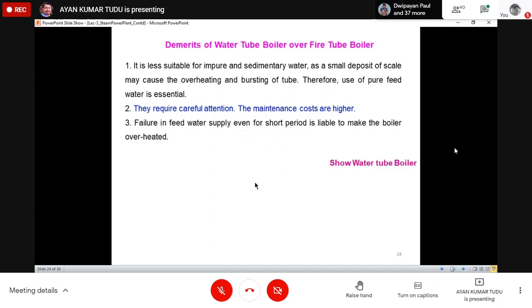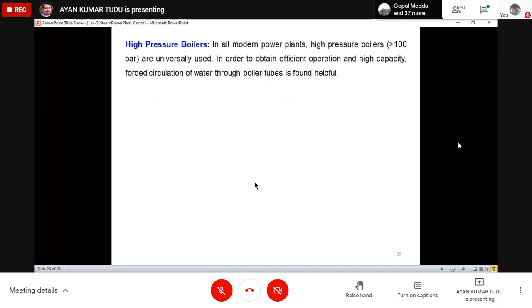Now we are talking about high pressure boilers. In all modern power plants, we use high pressure boilers at greater than 100 bars. You can very well imagine the high pressure that we are usually using. In order to obtain efficient operation and high capacity, forced circulation of water through boiler tubes is found helpful.